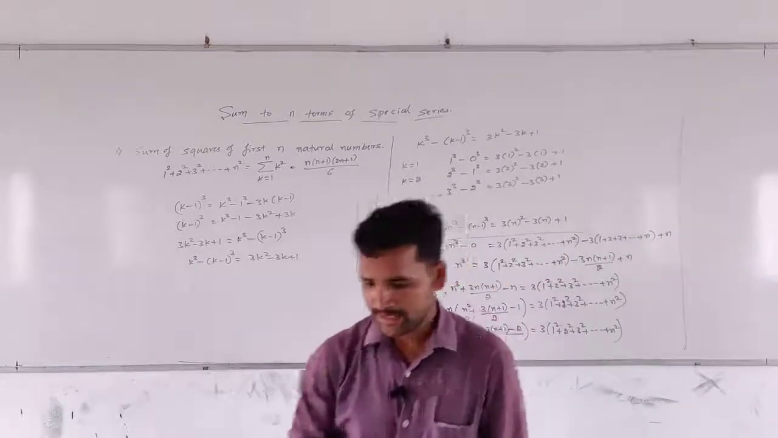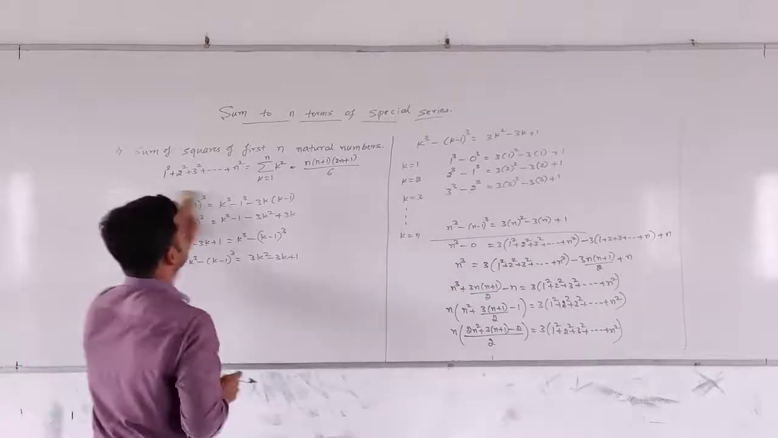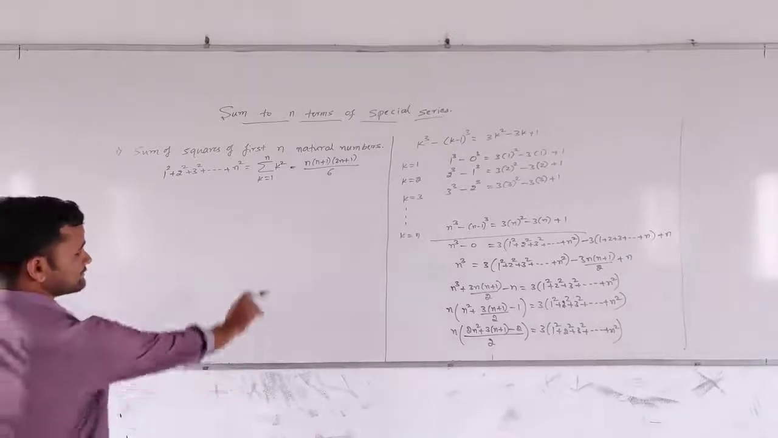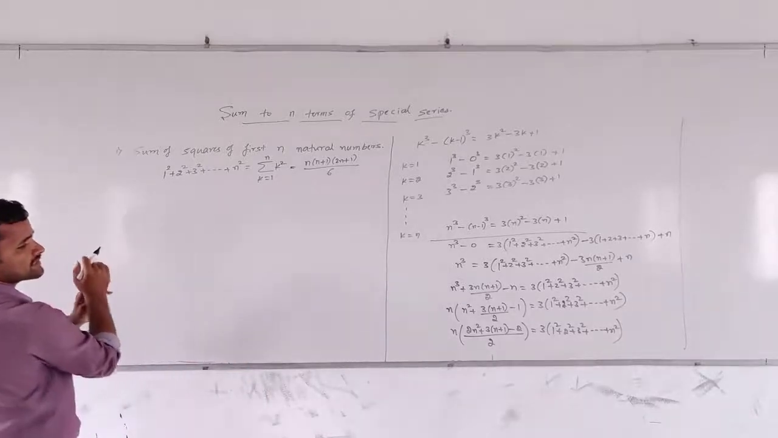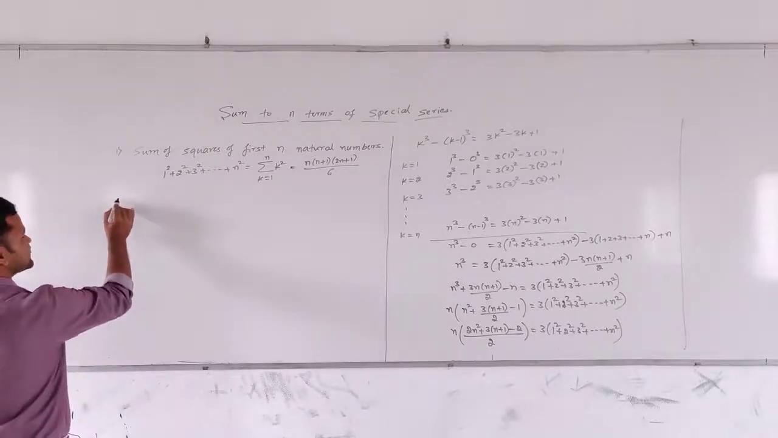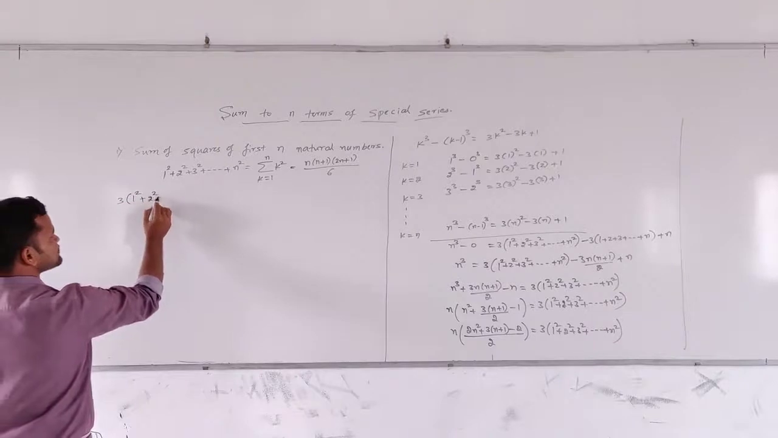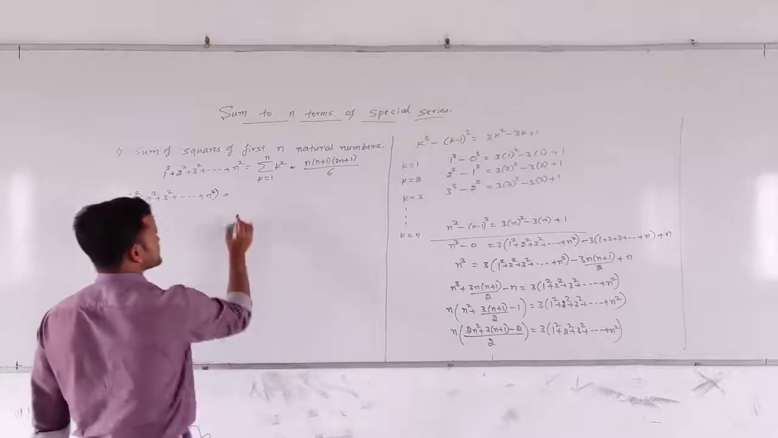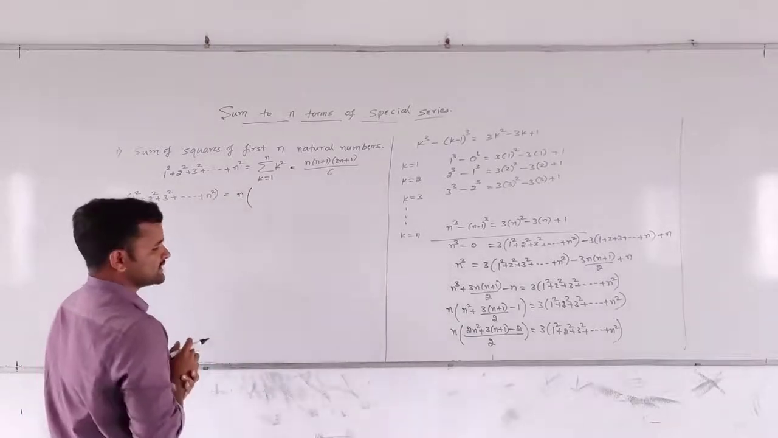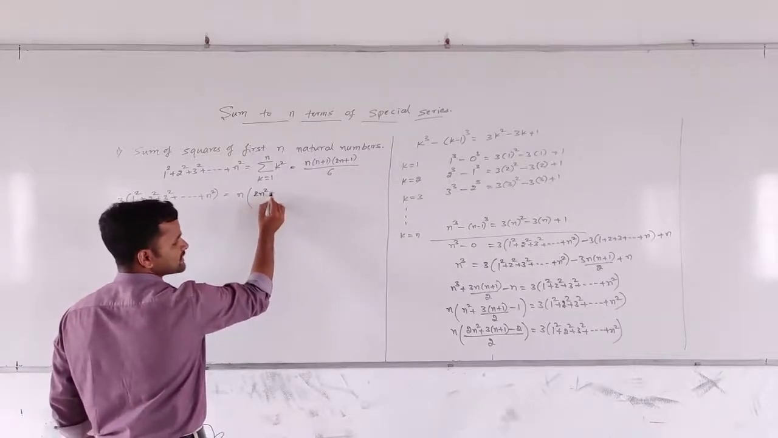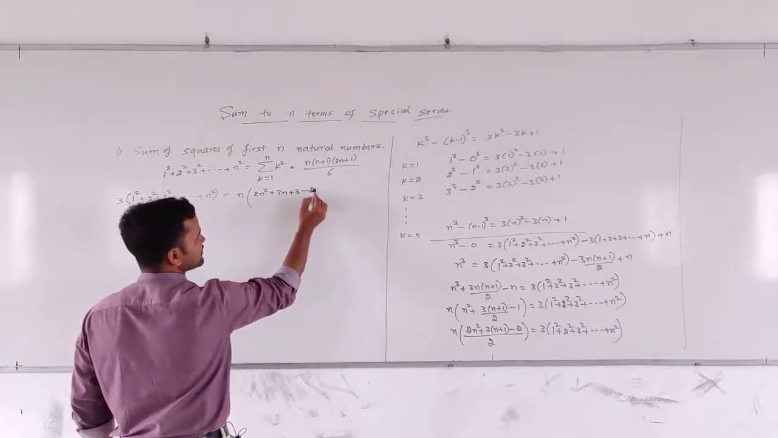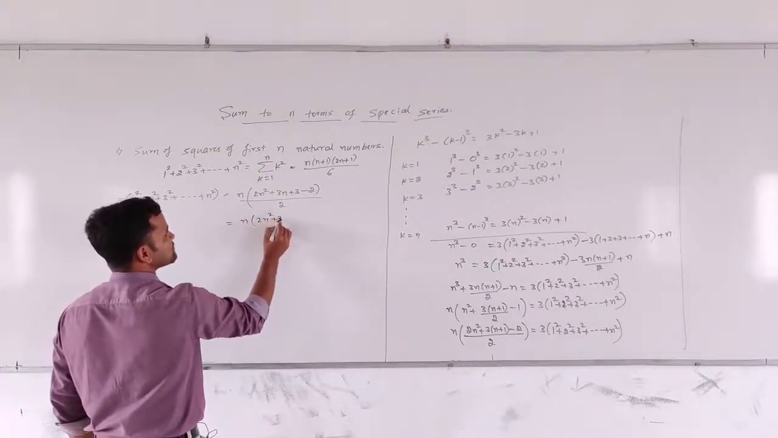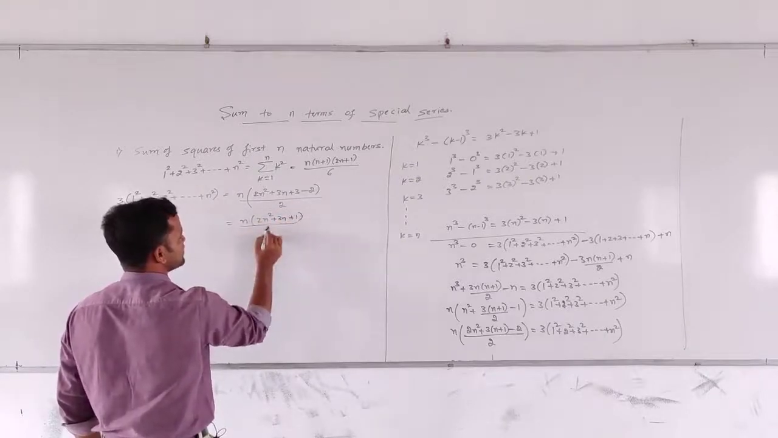Let me erase this side. Simplifying the left hand side, otherwise I will interchange both left hand side and right hand side. 3 into 1 square plus 2 square plus 3 square so on up to n square, which is equal to, I am simplifying this, n is already outside, 2 into n square plus 3n plus 3 minus 2 whole divided by 2, which is equal to n into 2n square plus 3n plus 1 divided by 2.